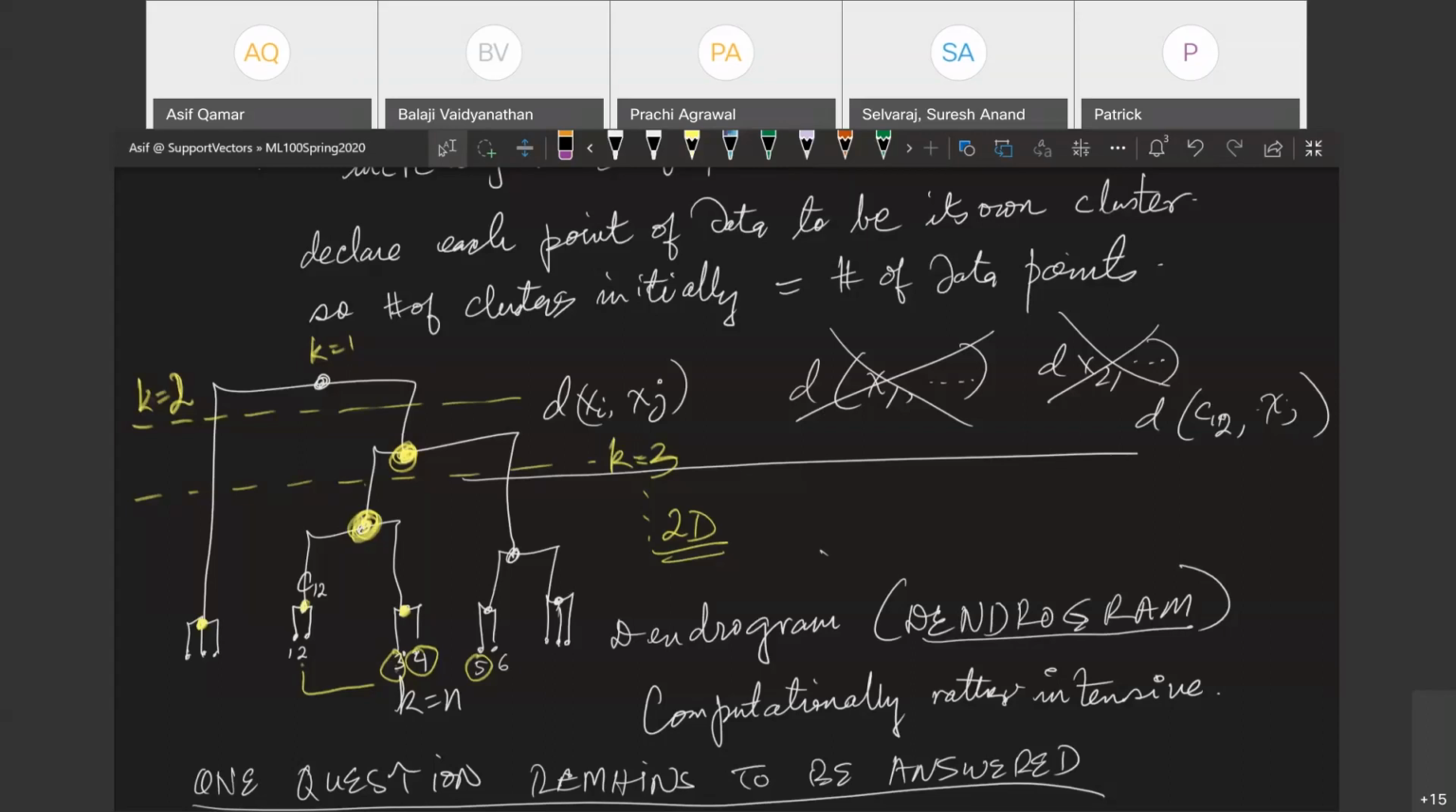I see. Because I thought at the leaf level you're doing nC2, like n into n minus 1 by 2 pairs are compared, and then at the next level those clusters are compared against each other, and recursively so on and so forth.